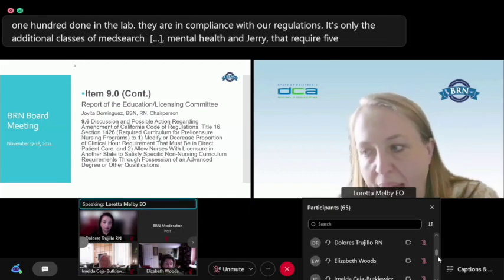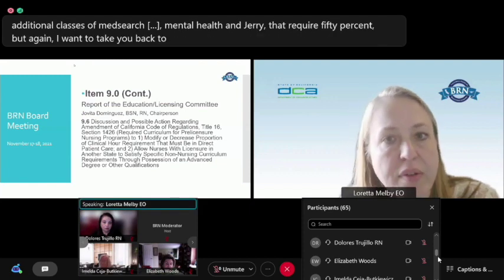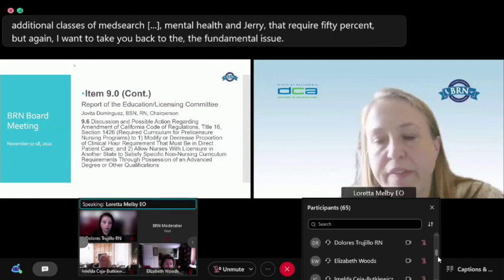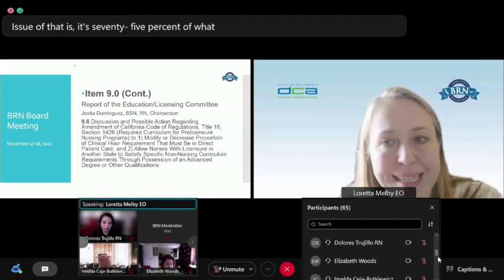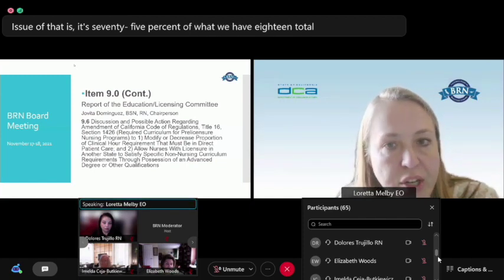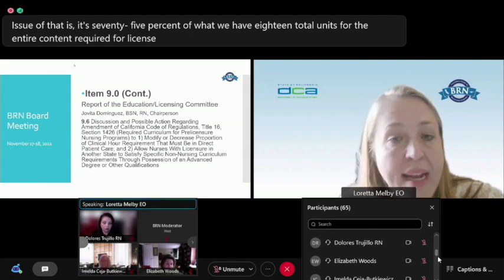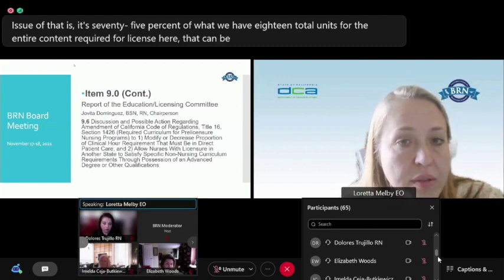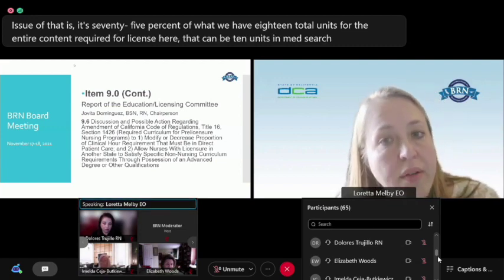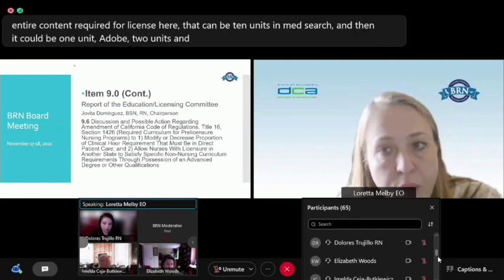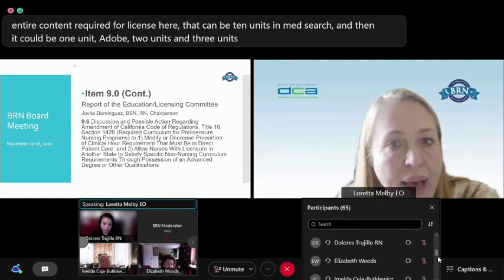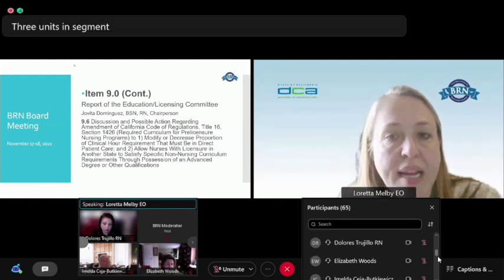But again, I want to take you back to the fundamental issue of that: it's 75% of what? We have 18 total units for the entire content required for licensure. That can be 10 units in MedSurg. And then it could be one unit in OB, two units in Peds, three units in Geri, and three units in psych mental health. There is no standard.